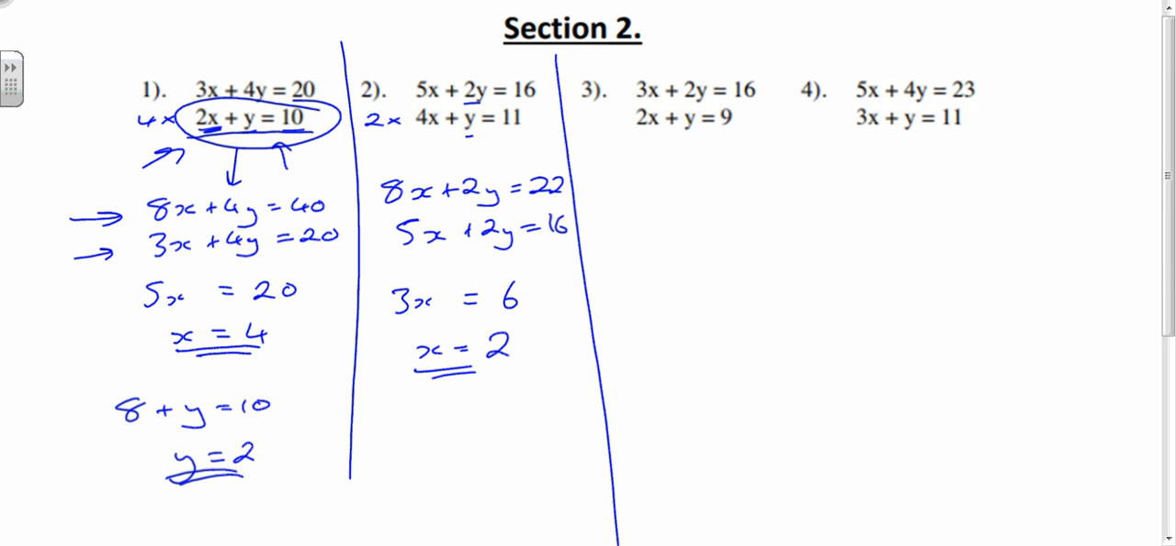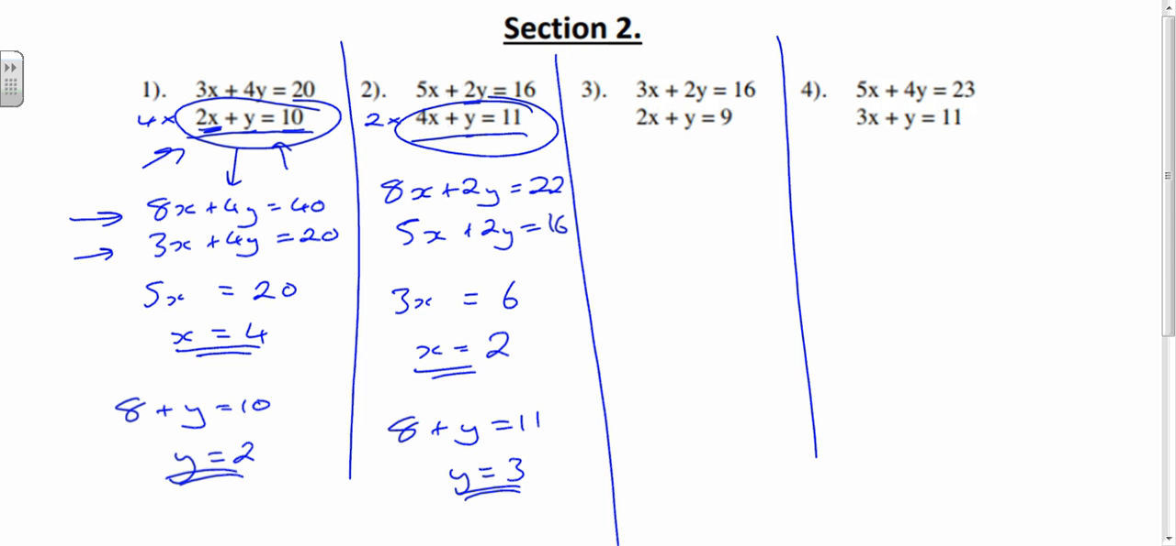Let's substitute it into this one here, because it's a little bit smaller. So 4 lots of 2 is 8. So 8 plus y equals 11. Take away 8 from both sides, y equals 3.